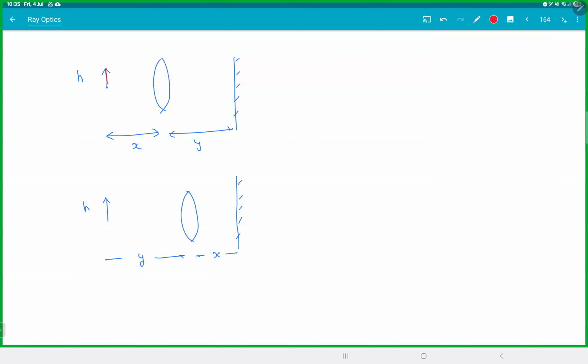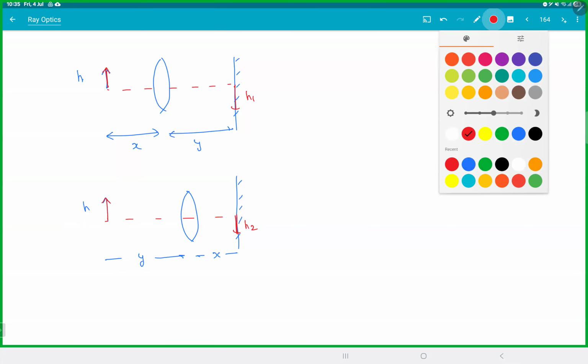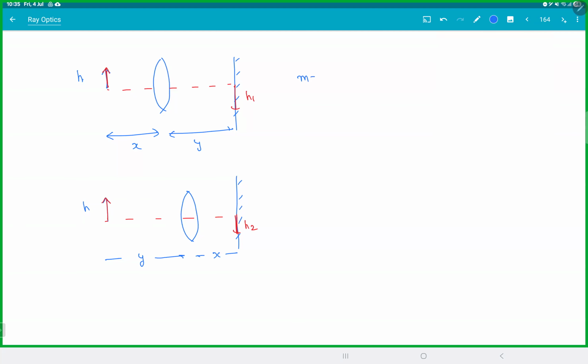So when you kept the object in position 1, you will get an image here, which is h1. When you kept the object here in this position, you will get h2. You get two images of different heights. So in the first case, the magnification is v by u, which is y by minus x, which is height of the image h1 by h. In the second case, the magnification m2 is x by minus y, which is h2 by h.